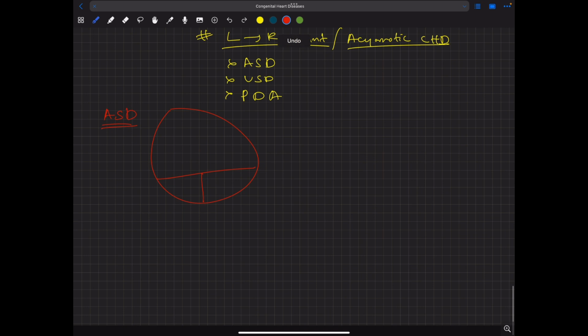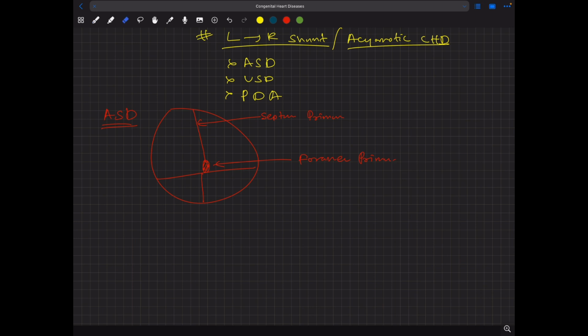I am making the ventricle small to explain this interatrial septum in detail. First there will be development of septum primum. There will be a defect in septum primum. This foramen is called foramen primum.